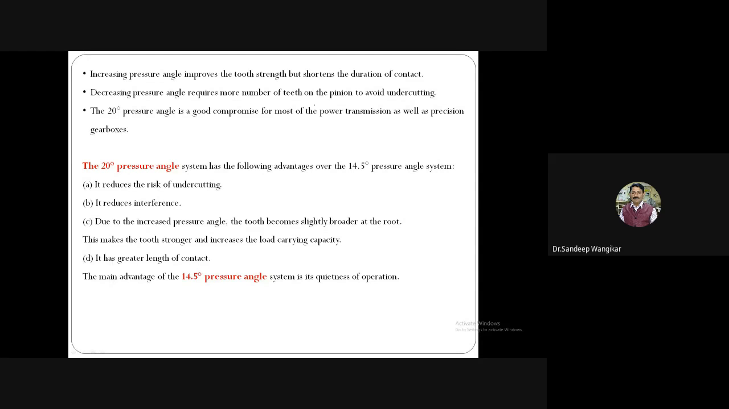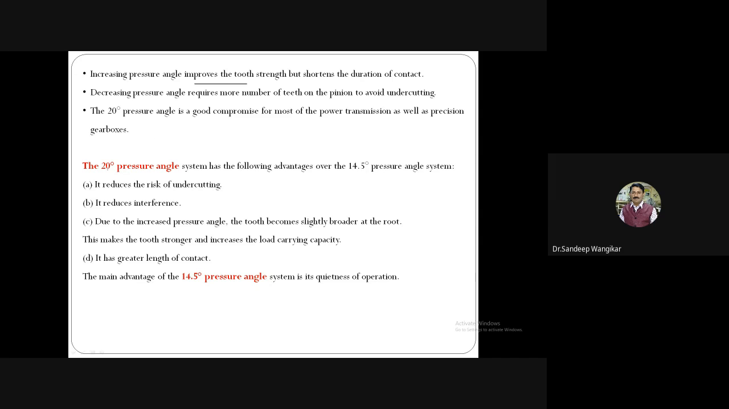Decreasing pressure angle requires more number of teeth on pinion to avoid undercutting. This I have already explained. As we decrease the pressure angle, more number of teeth are required. For 14.5 degree, 23 teeth are required. For 20-degree system, 17 teeth are required theoretically. 20-degree pressure angle is a good compromise for most of the power transmission as well as precision gearboxes. So the teeth become stronger, so good for power transmission and precision gearboxes.